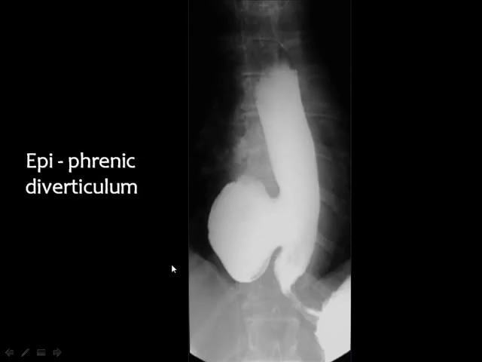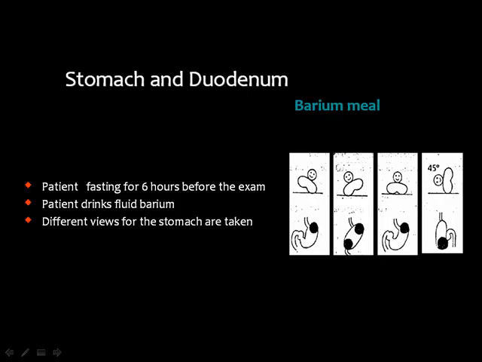Then this is what we call an epiphrenic diverticulum, which is located immediately above the diaphragm. And this is frequently mistaken for a hiatus hernia, but the fact that you can see that the gastroesophageal junction is located below the diaphragm tells you that this is not a hiatus hernia, but an epiphrenic diverticulum.